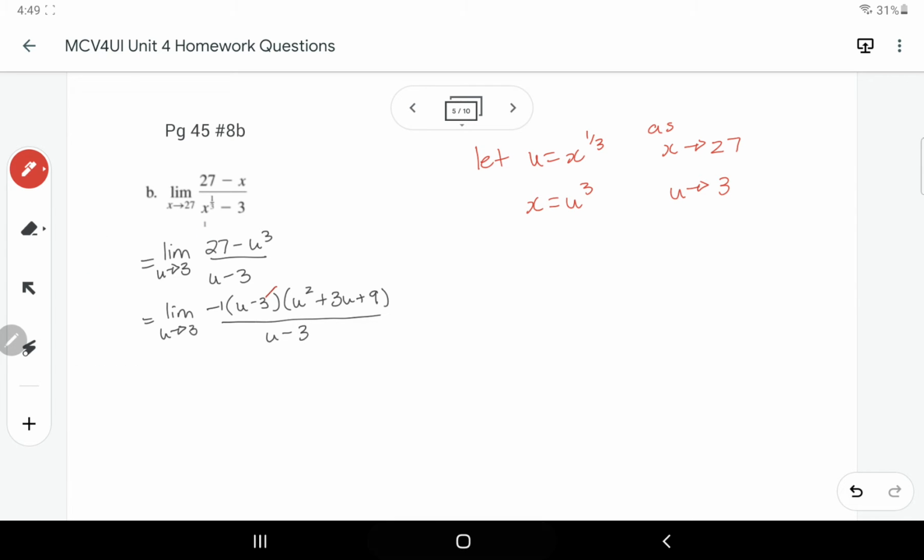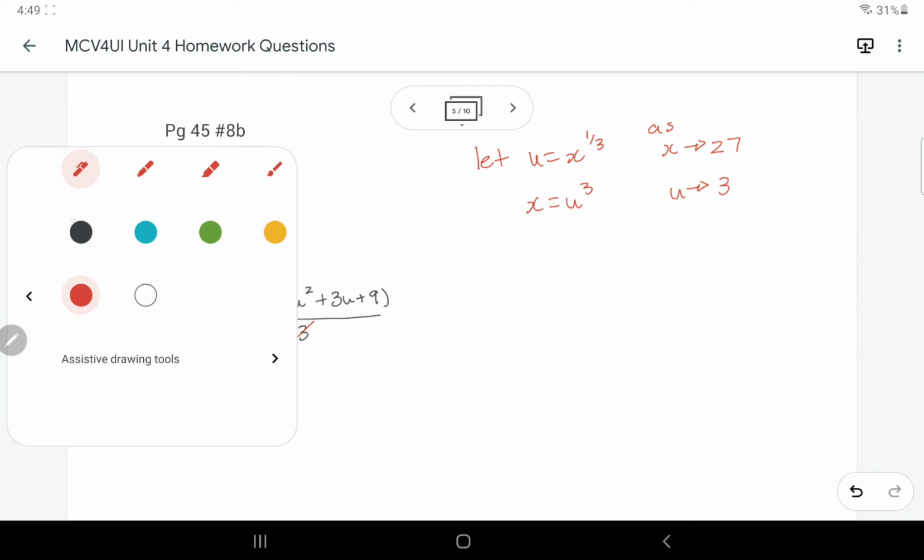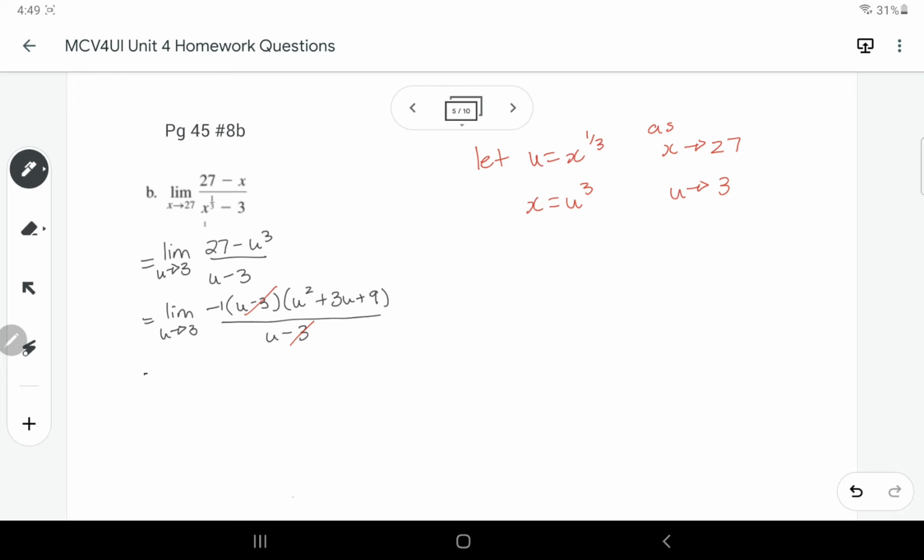And we can reduce our u minus 3's, which were giving us the trouble of that indeterminate form. So this is the limit as u approaches 3 of -1 times u squared plus 3u plus 9. Now we can substitute this in. -1 times 3 squared plus 3 times 3 plus 9, and that's -27.